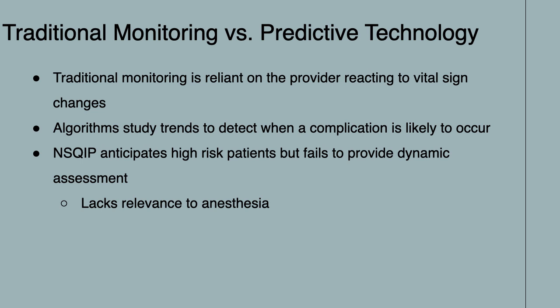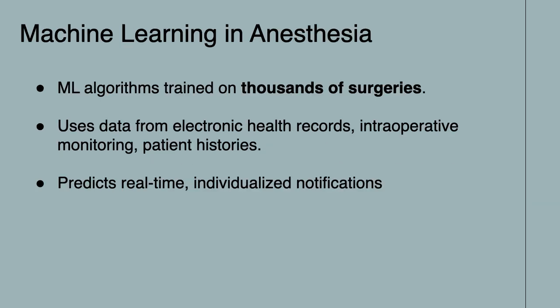Currently, the NSQIP is used to anticipate high-risk patients, but this is a static risk factor assessment. So it's something that we do in pre-op, but it doesn't change as the patient's conditions change in real time. So it kind of lacks relevance to anesthesia.